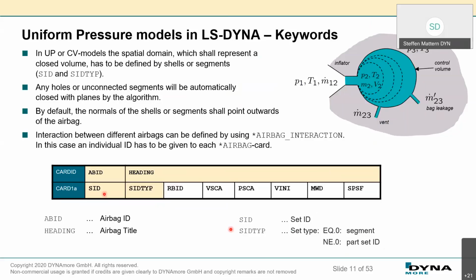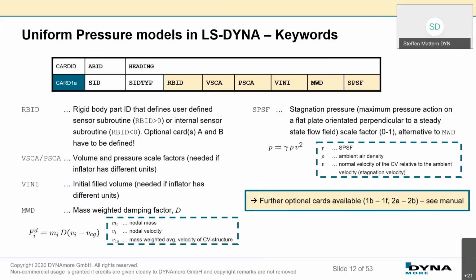Via SID and SID type, we define the ID of the set defining the airbag and what kind of set we want to use. So either it's a segment set or it's a part set. The next cards, there are more. You see, this is card 1A, and there are more optional cards available from B to F and 2A to B and so on. You can see the details in the manual. Here you can define all kinds of settings which are used by all the different uniform pressure models. For example, just to make one example, a mass-weighted damping factor here.